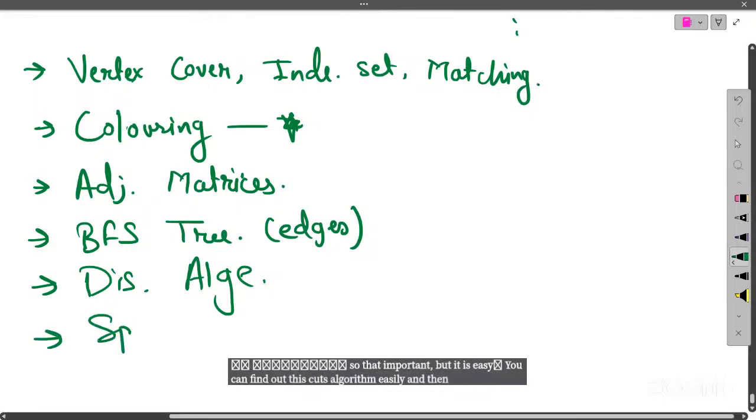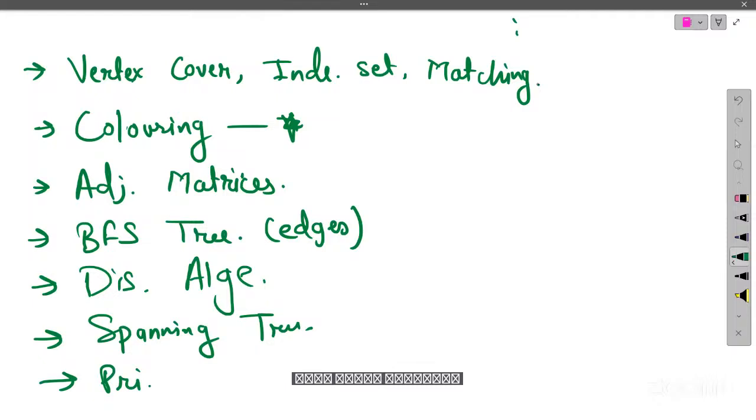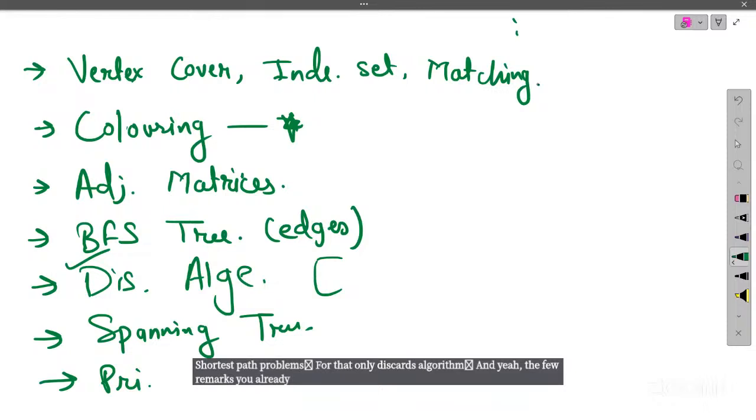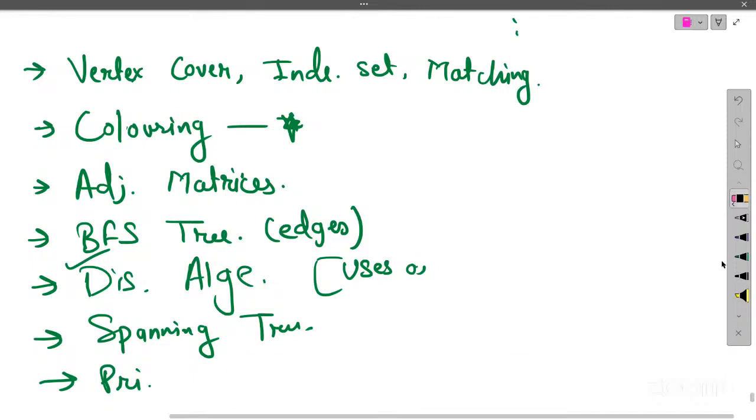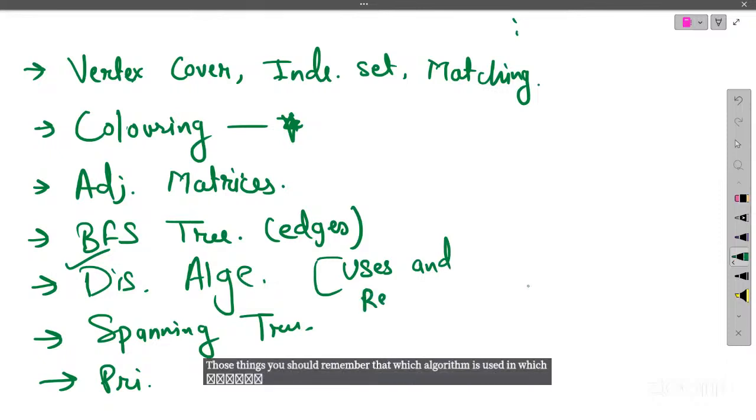And then spanning tree. Shortest path problems. For that, only Dijkstra's algorithm will be there. And the few remarks you already know, right? Uses and restrictions of algorithms. You should remember which algorithm is used in which scenario.